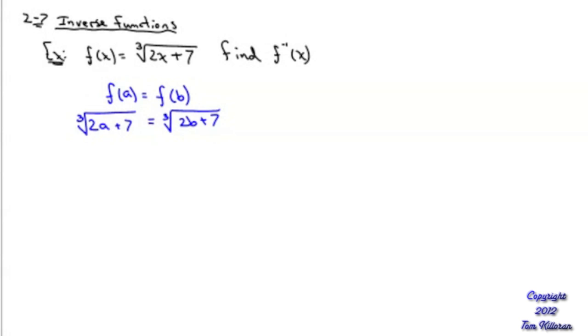Alright? And then the general goal is solve for a. So what would be your first step? You've got f of a equals f of b. The cube root, it's already cube rooted, so 2a plus 7 equals 2b plus 7. Now, trying to solve for a, what do I need to get rid of? The radicals. How do I get rid of the radicals?